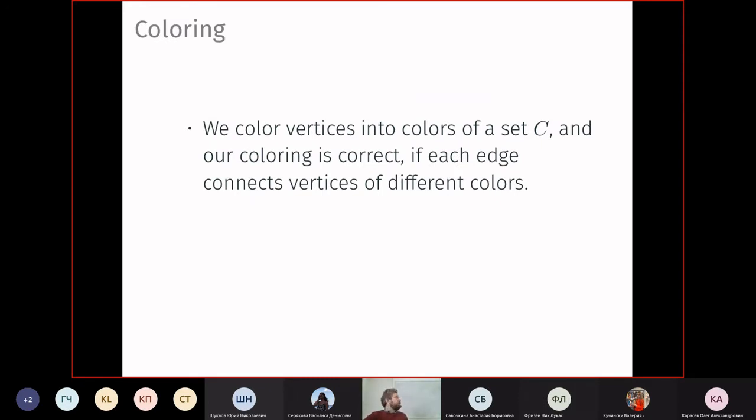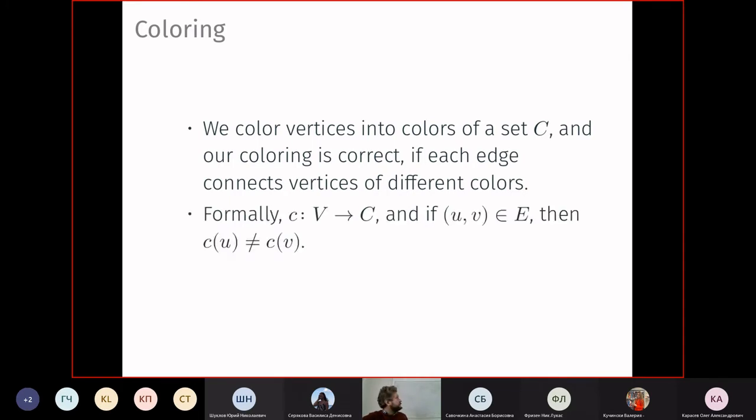Coloring. In a graph you can color edges, you can color vertices. We're going to color vertices in colors over a set C. C is a finite set also, or it could be infinite, but if you color only a finite set of vertices, you will use only a finite number of colors. So formally it's just a function from vertices to colors, and the usual correctness condition is imposed: if two vertices are connected, the colors should be different.